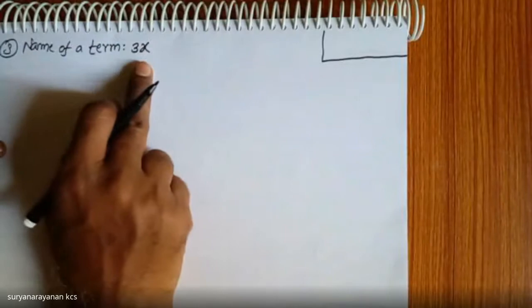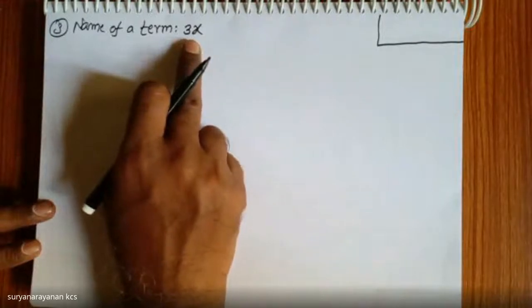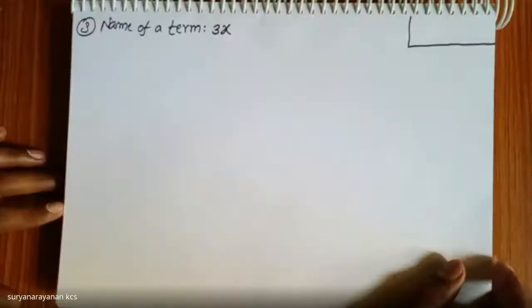This is one term. Yes or no? Sir, can you move the screen a little, sir? Yes, sir. Is it okay now? 3x is one term. Yes or no? Sir, a little more, can you move it to the right side, sir? Now? Now, okay, sir.